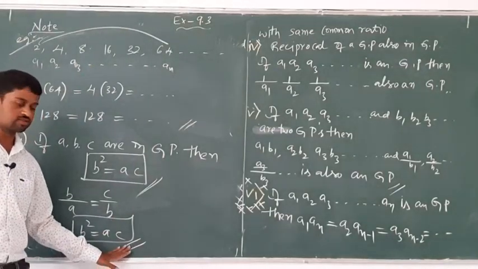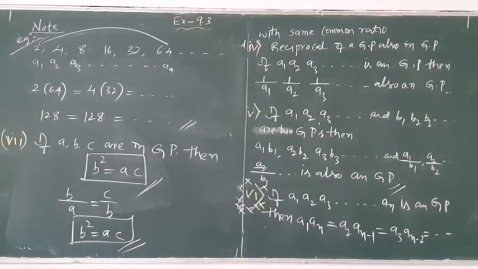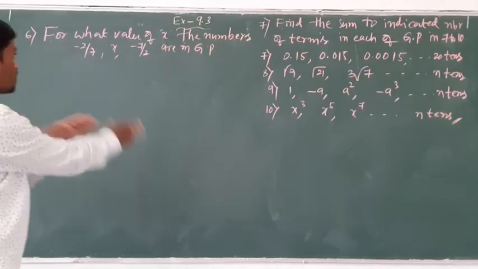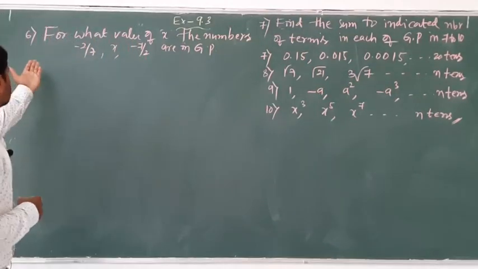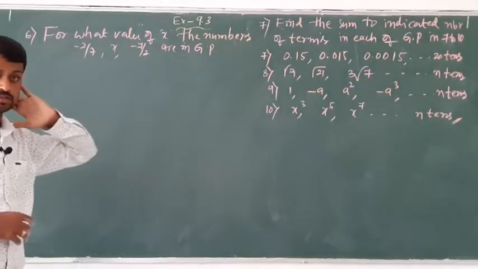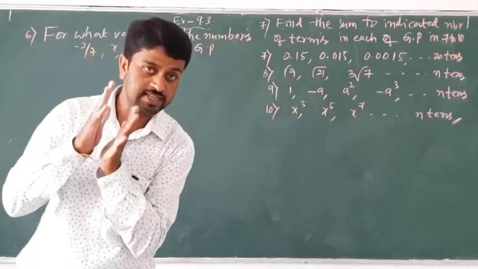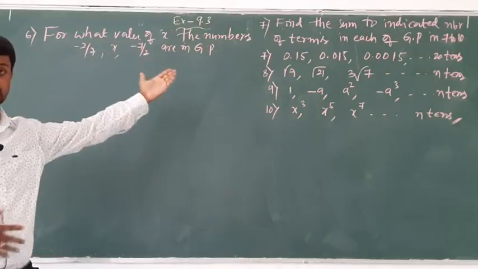Okay, enough in this class. B square is equal to AC. Next goes to exercise 9.3. Hi dear students, next goes to exercise 9.3, the first one. In the previous session, up to question number 5 was already discussed. Now today I am going to discuss the remaining questions in the same exercise.